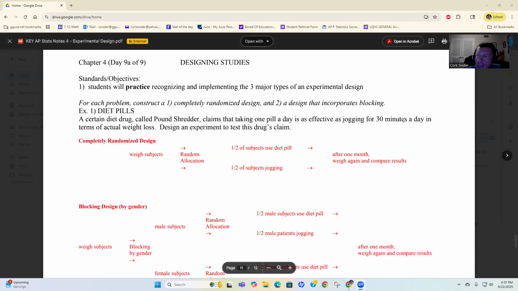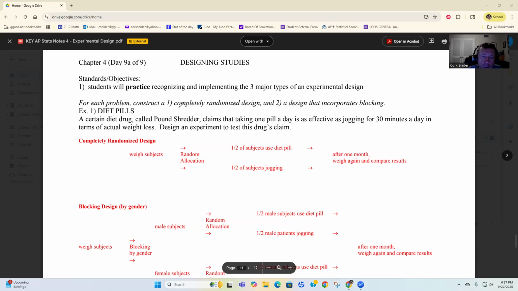This is going to be sort of repetitive, so I'll try to mix it up a little bit as I go. Let me get my annotation tool. So you could be asked on the AP test to design an experiment. And if you're asked to design an experiment, there are three designs.